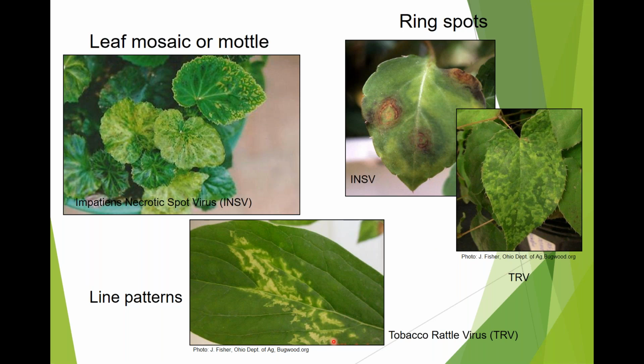Similarly, with these line patterns that are yellowing or chlorosis here on this peony leaf, it happens to be tobacco rattle virus in this case. But the pattern of sort of wavy lines in groups like this are very distinctive and very suggestive of virus problems.